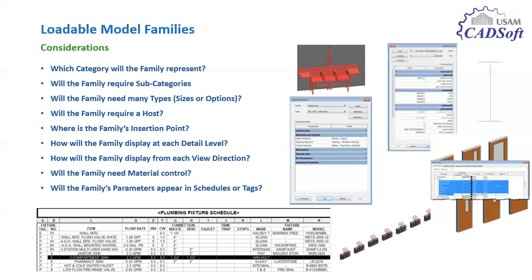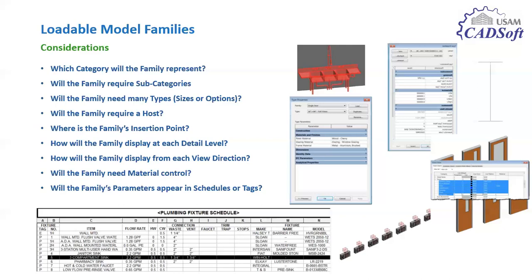So, how will the family be seen in different views or in different detail levels? You have a coarse detail level, a medium detail level, and a fine detail level, and at each level, how this family element is going to be displayed.